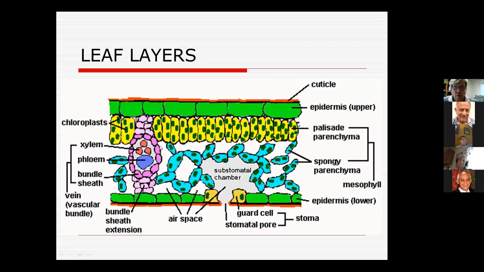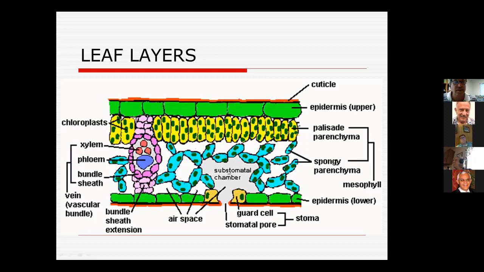So you're going to have water and nutrients coming up through the xylem. They move throughout with moisture into the leaf for photosynthesis, and then the carbohydrates are moved back into the vein and are transported out. And then you have, again, the stomatal pore here. That's where oxygen and carbon dioxide and water vapor move in and out of the leaf.